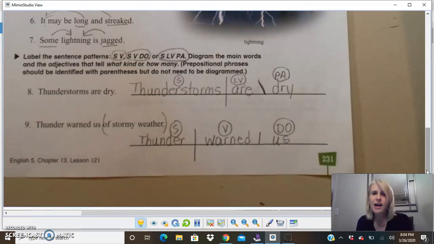Today we have our first page done, and I'm just going to ask you to complete page 232 by yourselves. If you have any questions, just go back and look at the top section of page 231 to remind yourself of any rules that you may have forgotten.